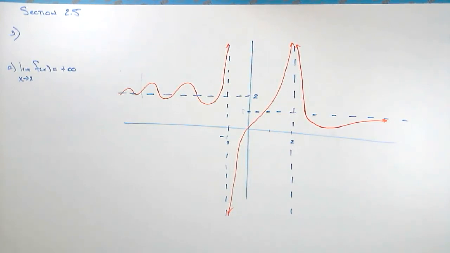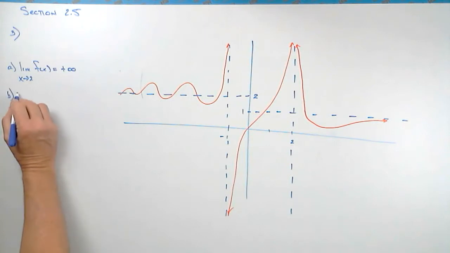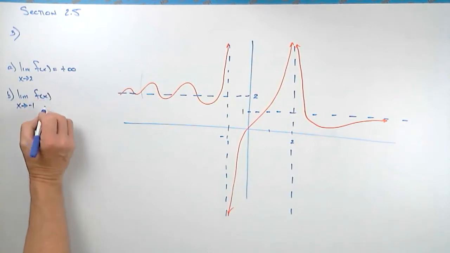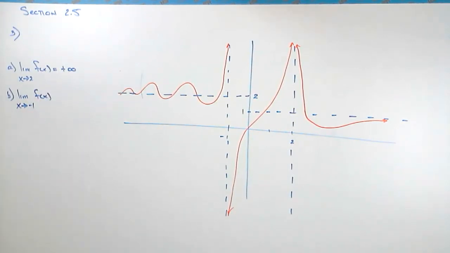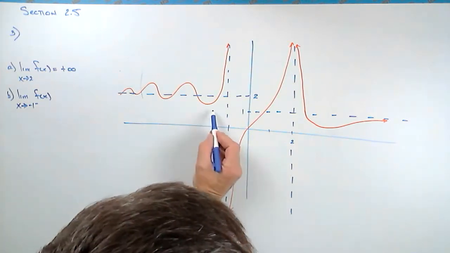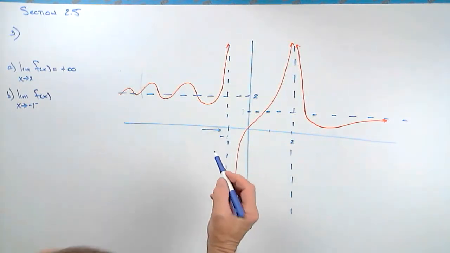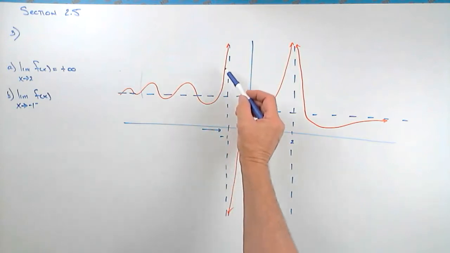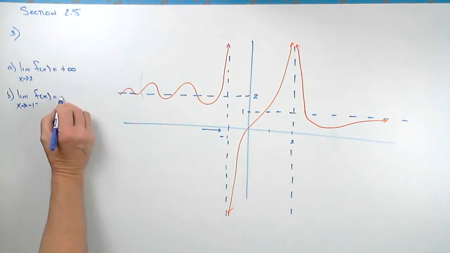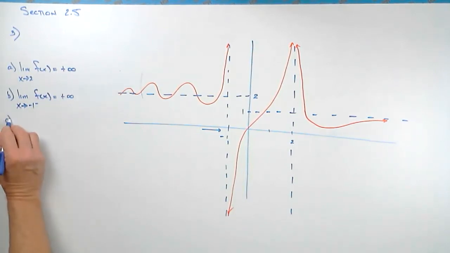Part B says, what's the limit as x approaches -1? Now, these are both two-sided limits. So we have to, oh, this one, I apologize. This is a one-sided limit. It's from the left, right? So what's the limit as x approaches -1 from the left? As we approach from the left or below, we're coming from this direction. As we approach, our beads go to positive infinity because our function goes up at that vertical asymptote. So this would be positive infinity.